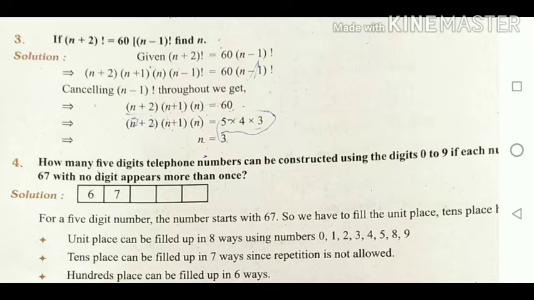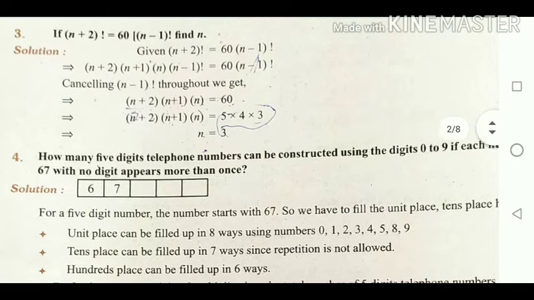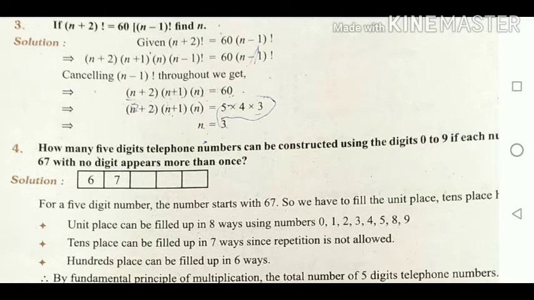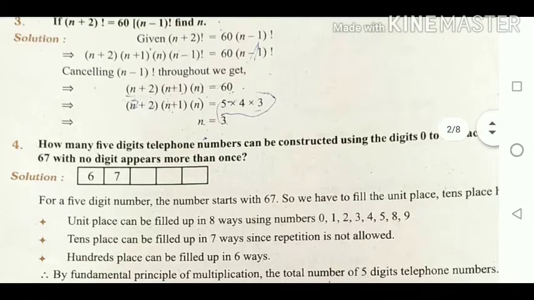After cancelling it, taking the values, n plus 2 into n plus 1 into n equals 60. It is nothing but n into n plus 1, n plus 2, which is nothing but 2 into 3 into 4. N is 2 means 2 plus 1 we are getting 3, then 2 plus 2 we are getting 4. 2 into 3 into 4.